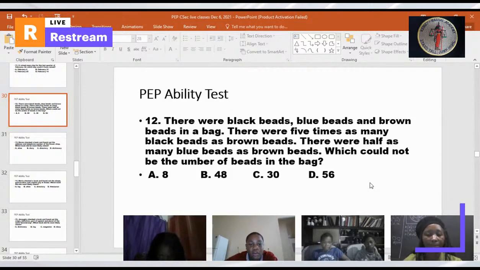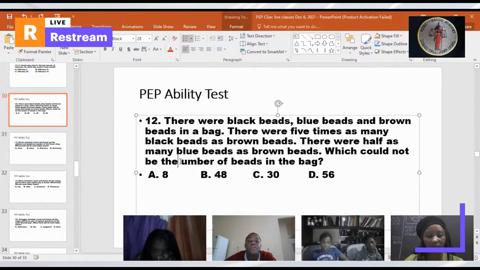Okay, miss. There were black beads, blue beads, and brown beads in a bag. There were 5 times as many black beads as brown beads. There were half as many blue beads as brown beads, which could not be the number of beads in the bag. Miss, you didn't write the end. Pardon? Oh, okay.